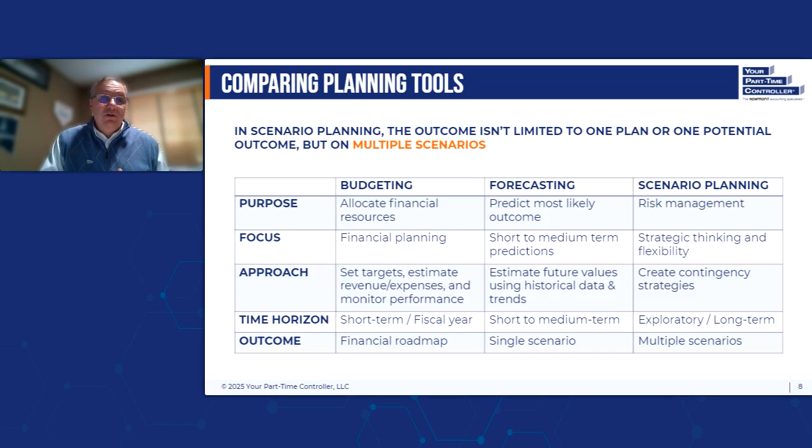The second one is a forecast. The forecast is a little bit different. It's a single scenario as well, but you're taking historical data for, let's say, the last 3 to 5 years, and along with your budget, you're able to identify with certain predictability what might be happening in the next year or 2 years, for example. And it does not allow for the what ifs. And that's what scenario planning does. And that's what we're going to focus our time on today.